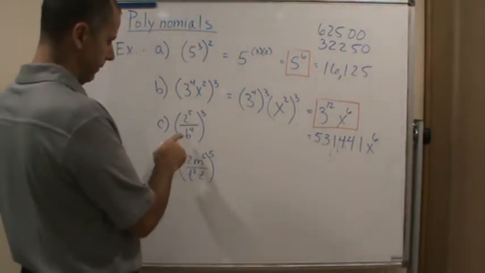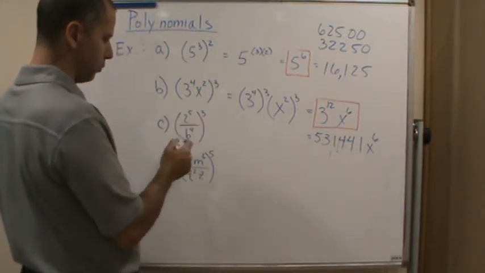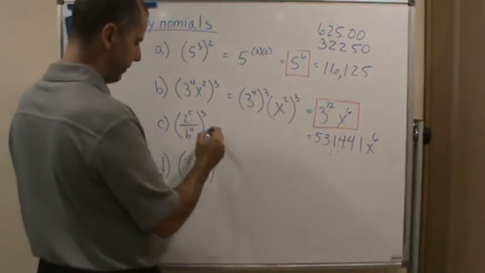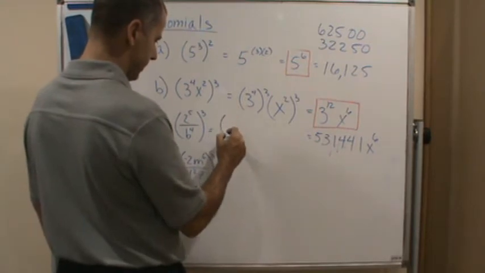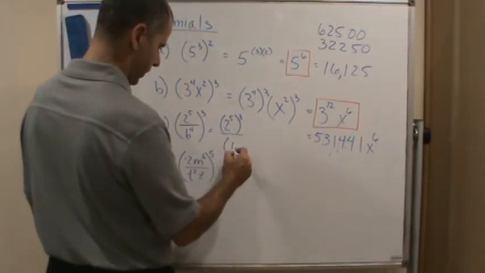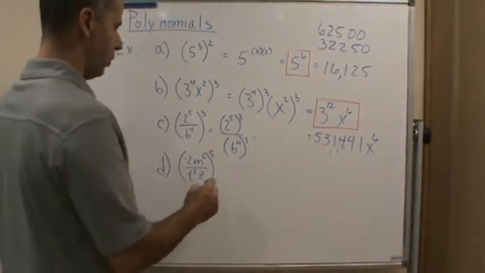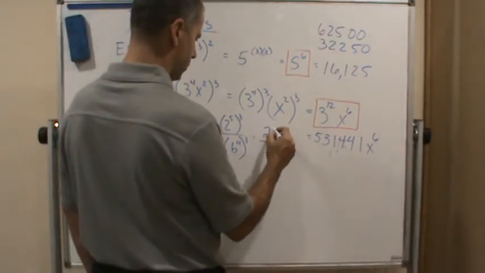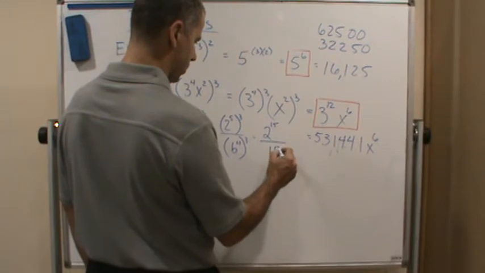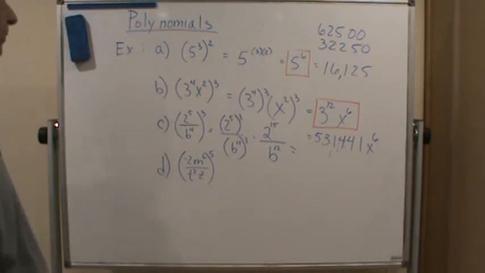Well, this is going to be 2 to the 5th divided by b to the 4th. So I'm going to use the other power rule and distribute the power to the numerator and denominator. So now I'm going to write this as 2 to the 5th to the 3rd power divided by b to the 4th to the 3rd power. And so what does this mean? This means that this is going to be 2 to the 15th divided by b to the 12th, which is going to equal what? 2 to the 15th. What is 2 to the 15th?